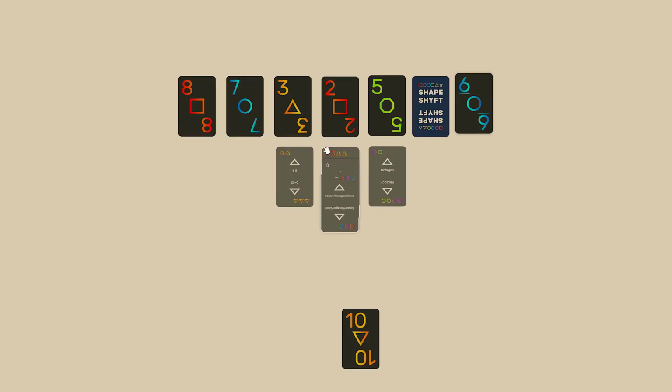Now we have 1, 2, 3 from the star, and we have a minus here. So it actually subtracts a square, a hexagon, and a circle from the shape values. So now we have 3 from here minus 1 square, which is 2 squares. So placing this card like this actually collects the 2.